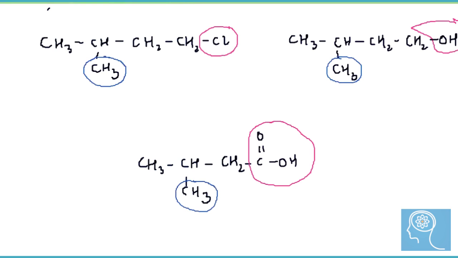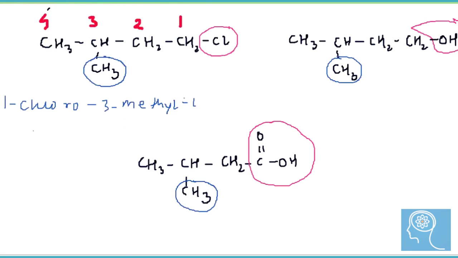The rule is the same. You have to prioritize the functional group and assign the least possible number to it. So let's start numbering this compound. The numbering will be 1, 2, 3, and 4. So it becomes what? At the first position, chlorine is attached. At the third position, the methyl group is attached. So it becomes 1-chloro-3-methyl, because at the third position the methyl group is attached. The chain is of four carbon atoms, butane.